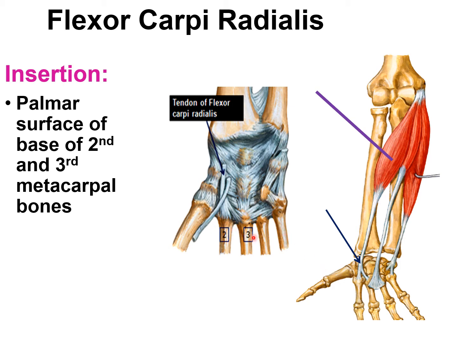It is getting inserted onto the palmar surface of base of second and third metacarpal bones. Here we can appreciate that insertion of flexor carpi radialis onto the palmar surface of base of second and third metacarpal bones. Also, the radial artery lies between the tendon of brachioradialis, which is getting inserted onto the lateral side of radius just above the styloid process, and the flexor carpi radialis. The radial artery is lying in between these two muscles, that is the flexor carpi radialis and the brachioradialis.